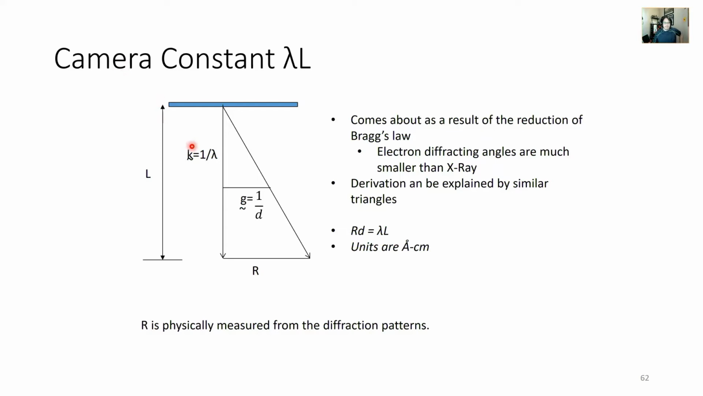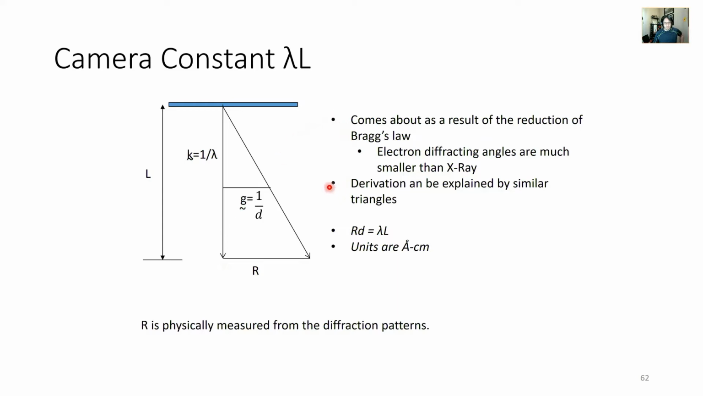The concept of camera constant is Rd equals lambda L, and lambda L is your camera constant, where lambda is wavelength and L is camera length. So this is the wavelength of your electron beam, and this is the camera length. The camera length is the distance between your specimen and the recording plane. R is physically measured from the diffraction patterns, and g you can get from similar triangles, and you can also calculate the magnitude of your k vector off of similar triangles. We can work that out right now.